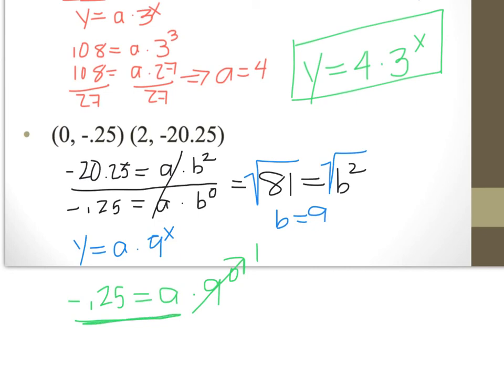So I don't have to do any further work unless you want to divide by 1. But now all I have to do is rewrite my equation as y equals A, which is a negative 1/4 or a negative 0.25, times our B value, which is 9, raised to the power of x.